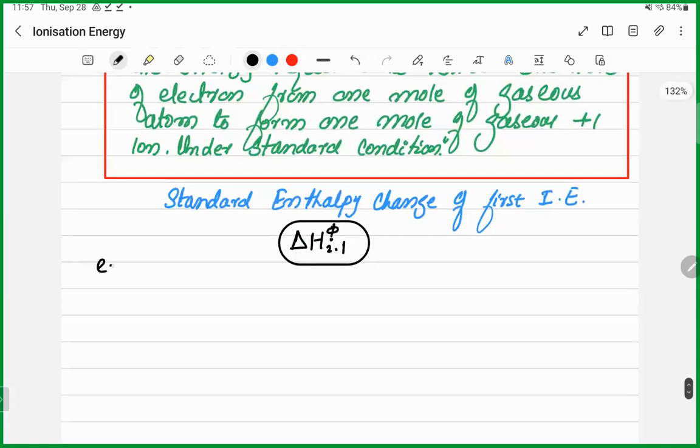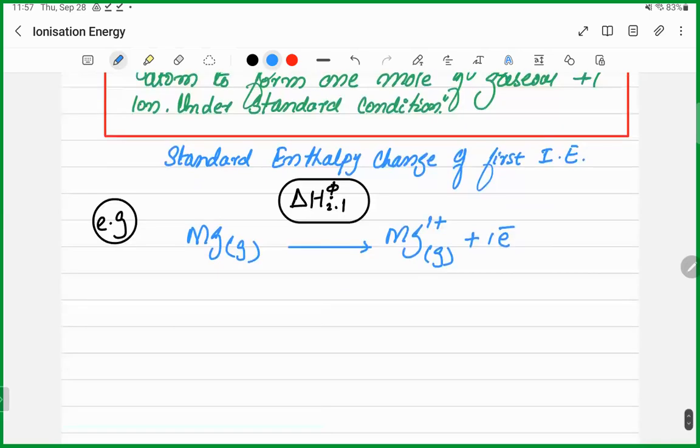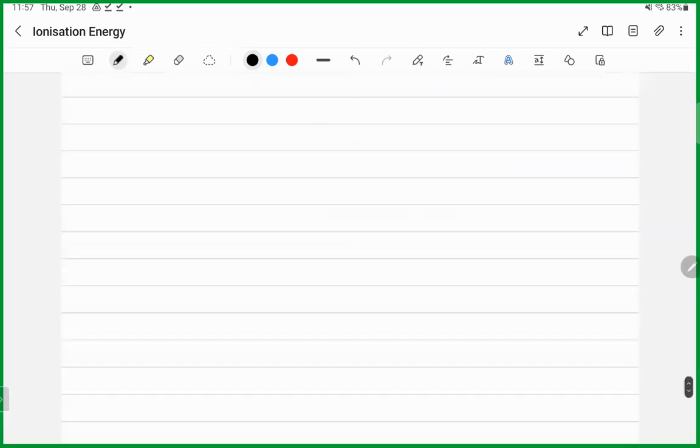As an example, if I ask you to write down the equation for the first ionization energy of magnesium, you should write 1 mole of magnesium in gas form forming 1 mole of magnesium 1 plus in gas form plus 1 electron. Although magnesium always makes a 2 plus ion, in this case we are talking about only the first ionization energy of magnesium. ठीक है, फर्स्ट आयनाइजेशन एनर्जी यानी रिमूवल ऑफ फर्स्ट इलेक्ट्रॉन की बात हो रही है.